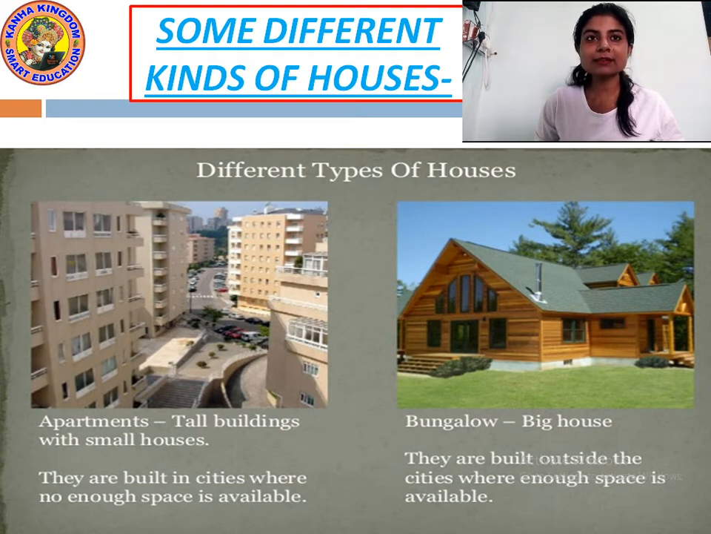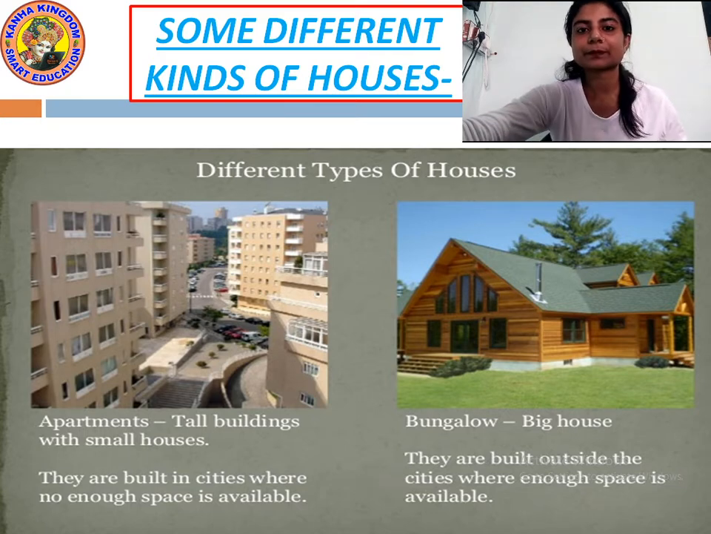Understood? These bungalows and buildings are also a type of house. Now let us move to the next point, that is the different kinds of house. Let us see some more kinds of house.